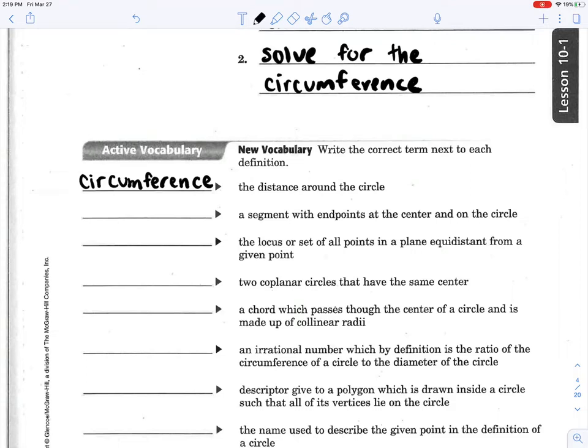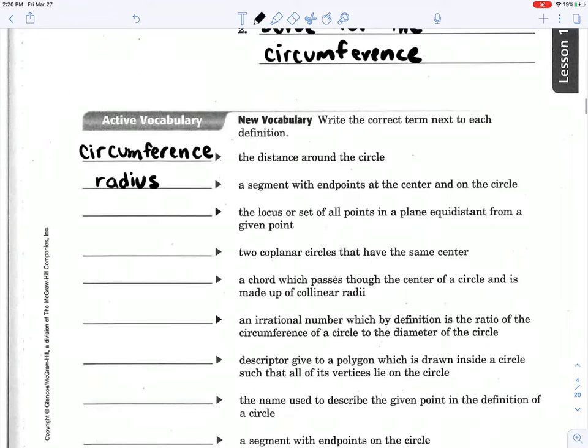A segment with endpoints at the center and on the circle is called the radius. So if I were to draw this out, and I have my circle here, the radius has an endpoint on the center and on the side of the circle. So we know that there are 2 radii for every 1 diameter, but the specific definition of a radius is a segment with endpoints at the center and on the circle.